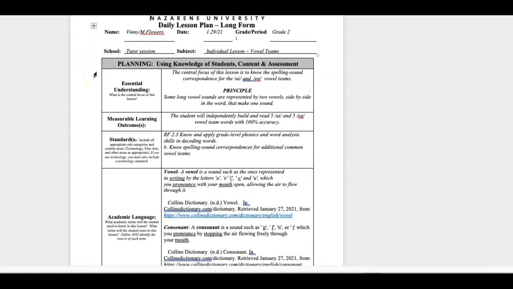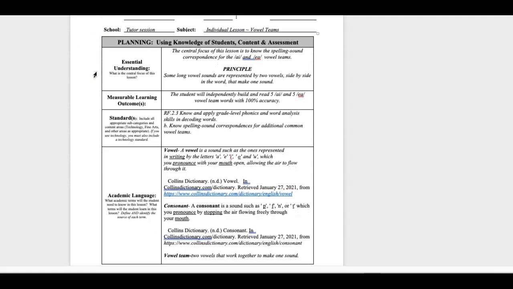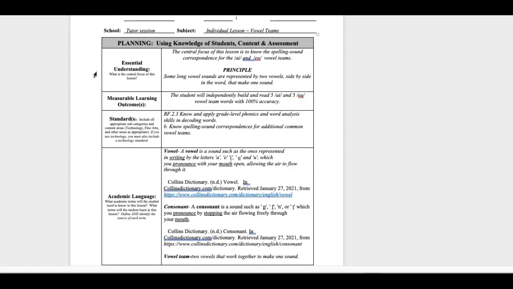The sections of the lesson plan all fit together like a puzzle. As I am going through Vinny's plan, notice how all pieces of the plan are linked back to the learning outcomes. So first, I have my essential understanding. The central focus of this lesson is to know the spelling sound correspondence for the AI and the EA vowel teams.